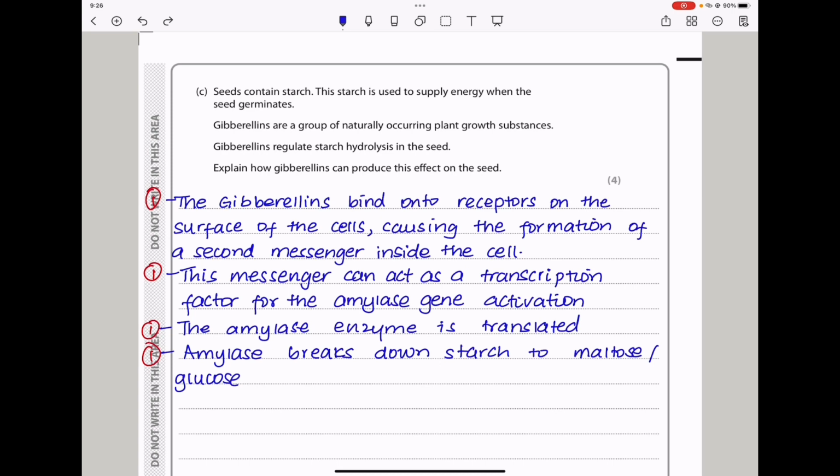Of course, because they regulate, they will bind onto receptors on the surface of cells, causing the formation of a second messenger inside the cell, and this second messenger will act as a transcription factor for the amylase gene to be activated. Then transcription as well as translation will occur so that the protein, which is amylase, is produced, and then the amylase will break down starch into maltose.